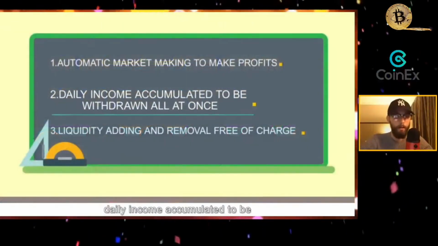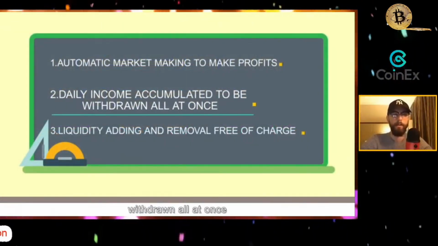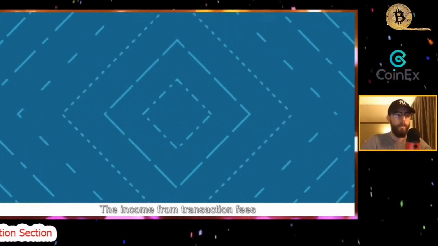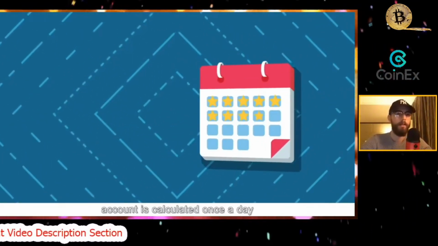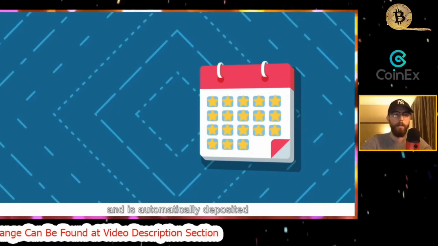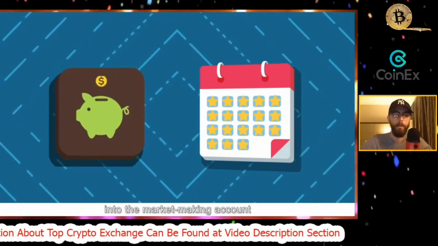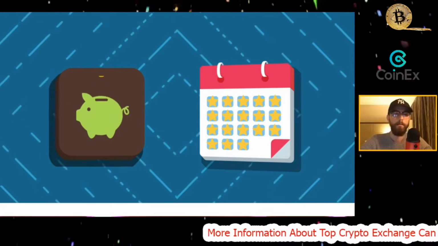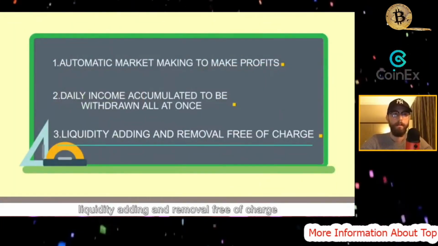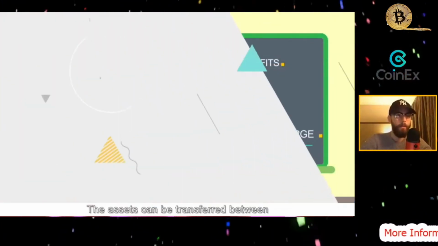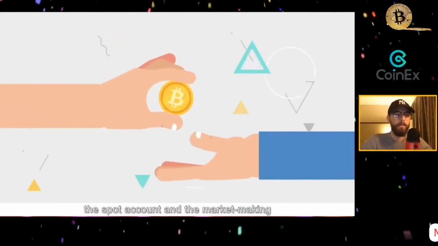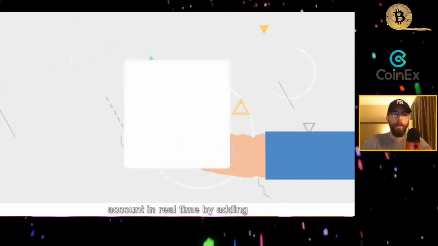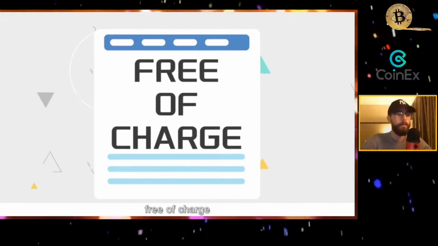Second, daily income accumulated to be withdrawn all at once. The income from transaction fees earned in the market-making account is calculated once a day and is automatically deposited into the market-making account. You can get all the cumulative income when removing liquidity. Third, liquidity adding and removal free of charge. The assets can be transferred between the spot account and the market-making account in real time by adding and removing liquidity free of charge.